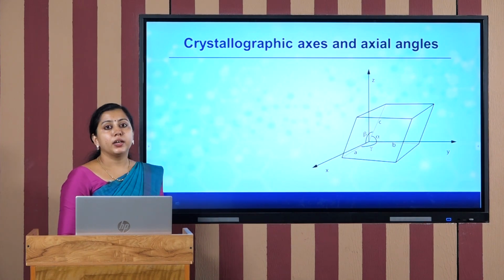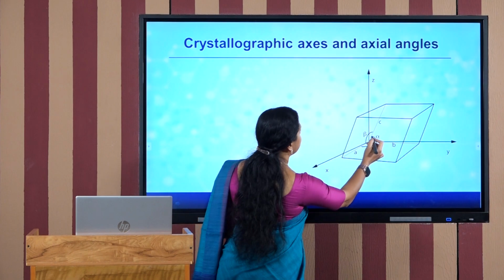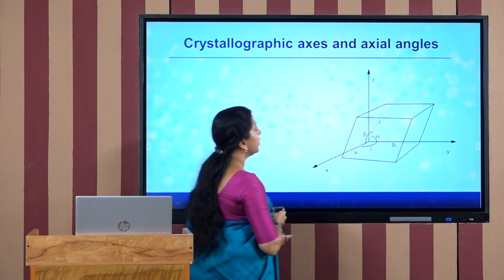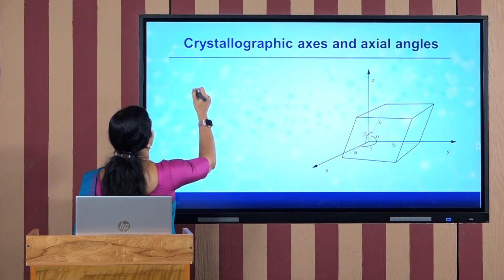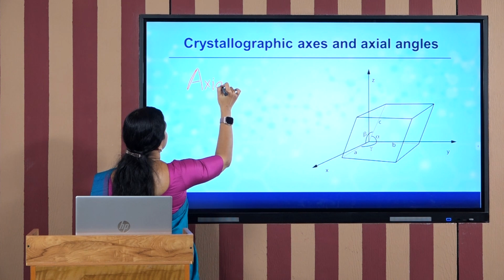Now, usually when we choose a crystallographic axis, three mutually perpendicular axes are chosen. But maybe due to some geometrical constraints, instead of three mutually perpendicular axes, they may incline at particular angles. So, such angles are called axial angles.